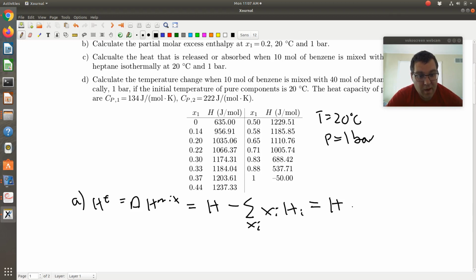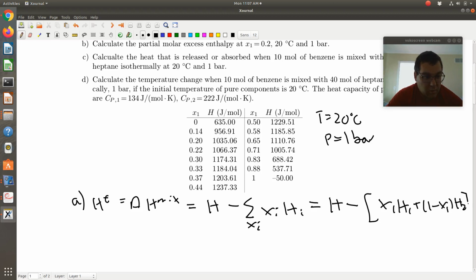So in this case, I'd have H minus x1 H1 plus, for x2, I'm going to write 1 minus x1, H2. Do I have H1 and H2? Yes. If I look up here, when x1 is 0, that means x2 is 1, which means pure component 2, and so this would be equivalent to H2. When x1 is 1, that's pure component 1, and my pure component limit would give me H1.